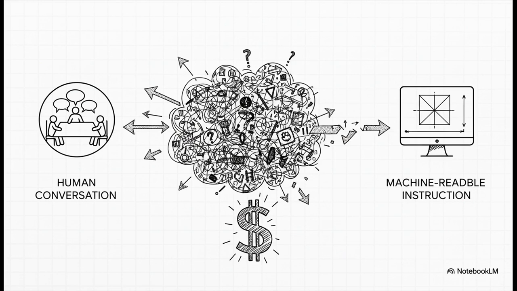And this right here, this is the light bulb moment. The most expensive mistakes on any project, they're not happening in the fancy software or out on the job site. They're born right here, in this fuzzy translation layer, that messy space between a human conversation and a machine instruction.